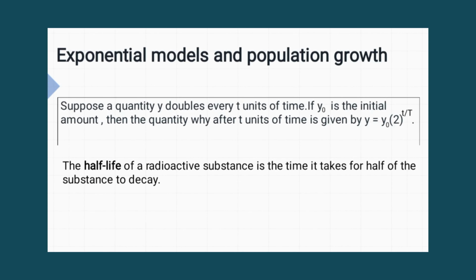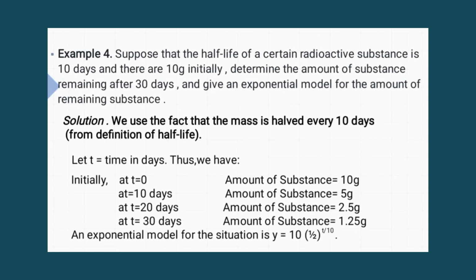So now let's have example number 4. This is another application of exponential function in the half-life. Suppose that the half-life of a certain radioactive substance is 10 days and there are 10 grams initially. Determine the amount of substance remaining after 30 days and give an exponential model for the amount of remaining substance. We use the fact that the mass is halved every 10 days from the definition of half-life. So let t be the time in days.